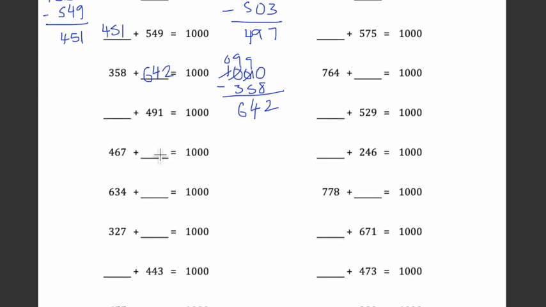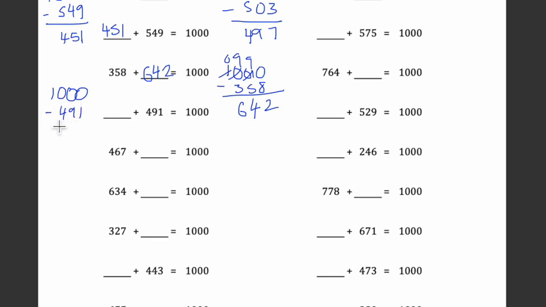Let's do one last problem. Blank plus 491 equals 1000. So we have 1000 minus 491. Take a 10, so this becomes a 9. And this also becomes a 9. 10 minus 1 is 9. 9 minus 9 is 0. And 9 minus 4 is 5. So our answer is 509.